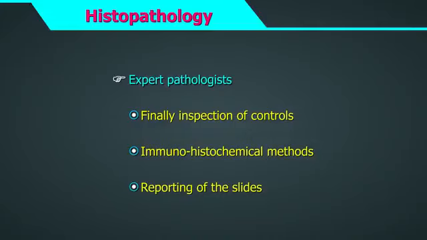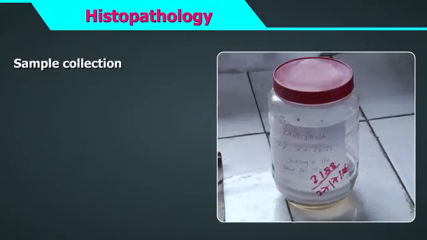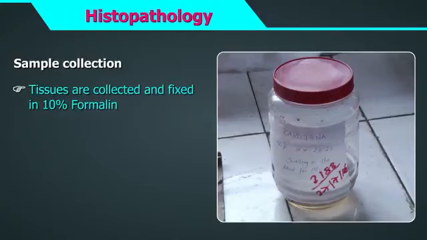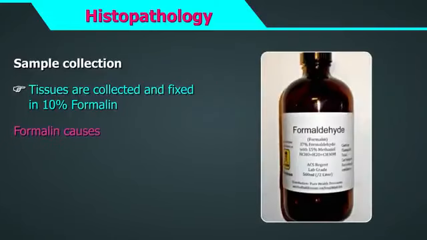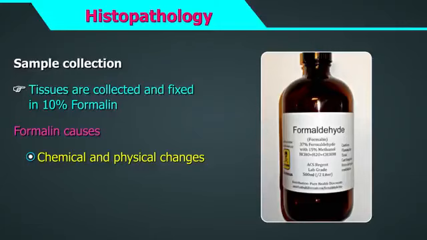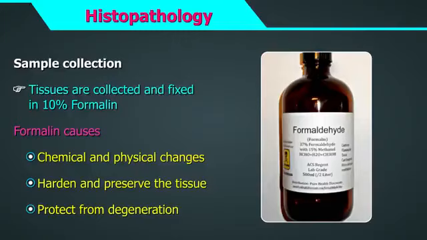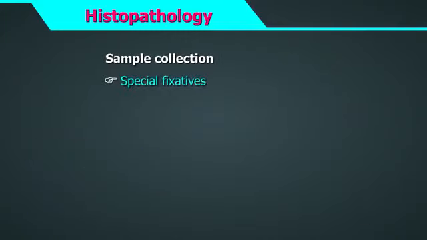Going through the entire gamut of activities is beyond the scope of this video, and so we shall dwell only on select aspects. Sample collection. Tissues are collected and fixed in 10% formalin. Formalin will slowly penetrate the tissue, causing chemical and physical changes that will harden and preserve the tissue and protect it from degeneration.